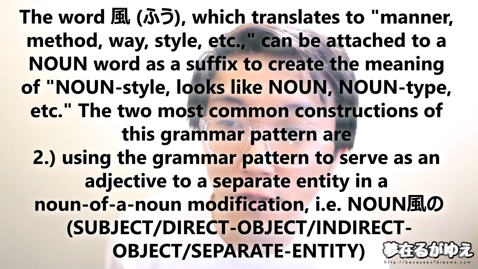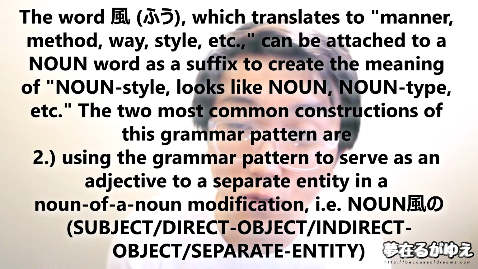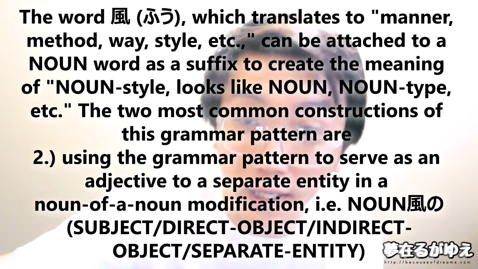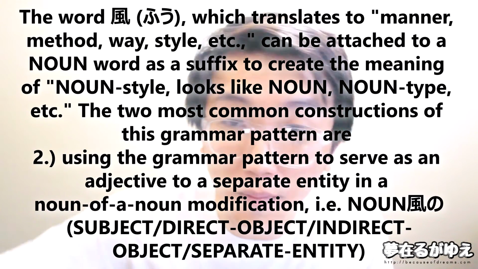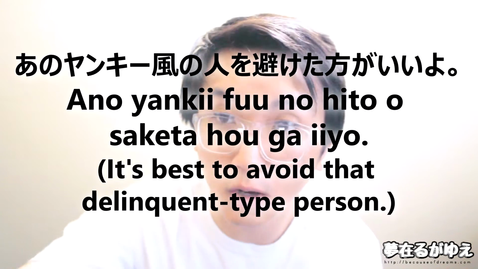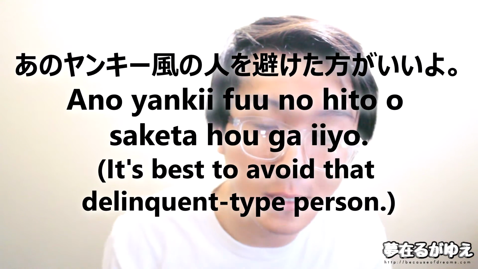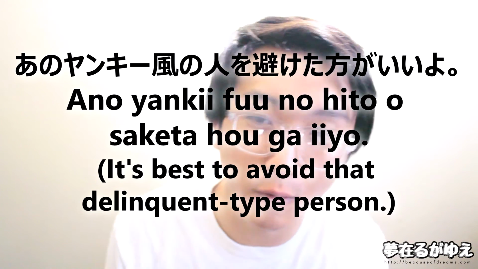For our last example sentence, we're going to be doing the second construction again, but there is kind of a difference in that we're going to be using it to modify not the subject of the sentence, but the direct object of the sentence, which is pretty much the same thing. And for our line, we have あのヤンキー風の人を避けた方がいいよ. And what this line will translate to is just basically, it's best to avoid that delinquent type person.